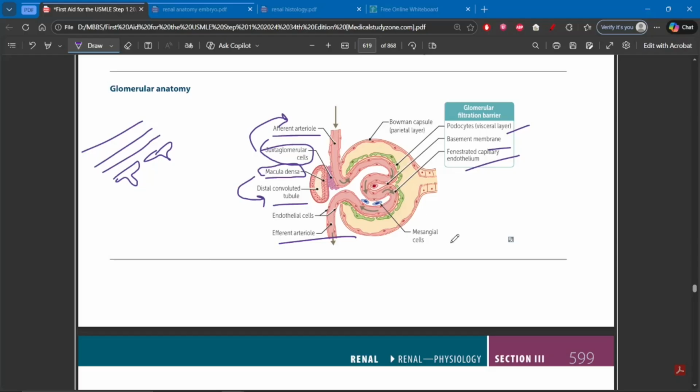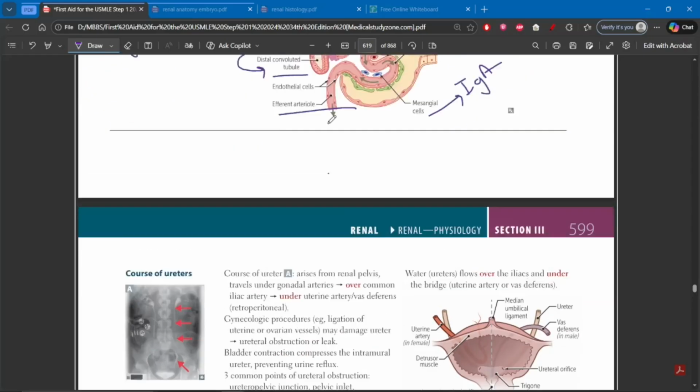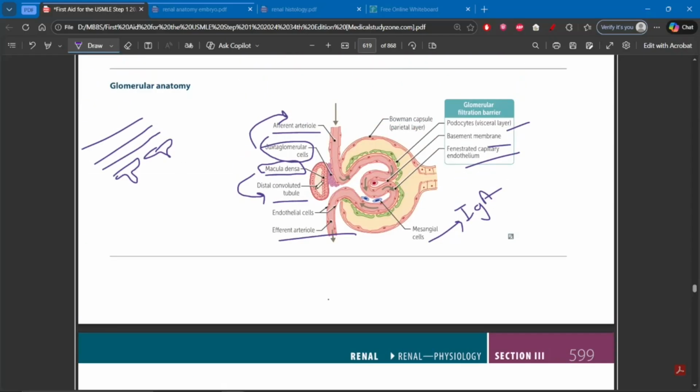Between these are the mesangial cells, and these are mostly affected in IgA nephropathy, which you will study a bit in the pathology section. So that is what is happening. And so this was a discussion of the glomerular anatomy.